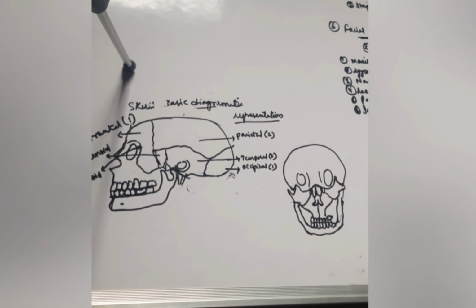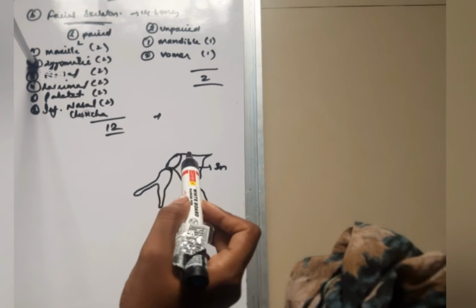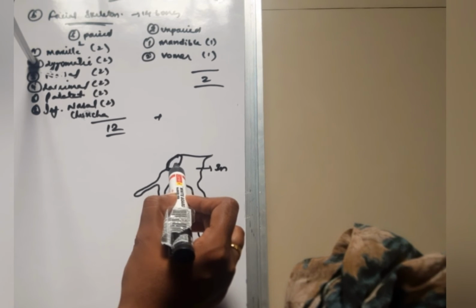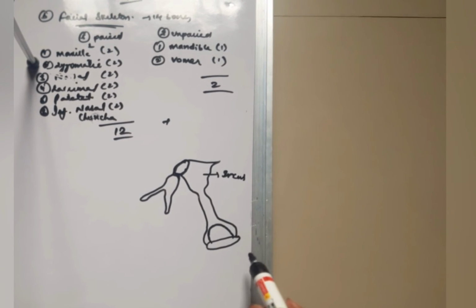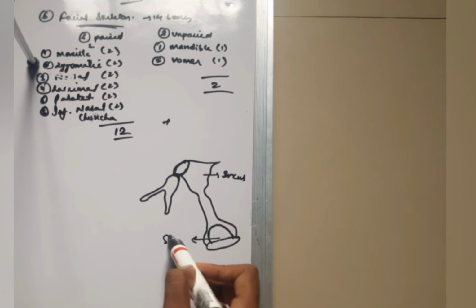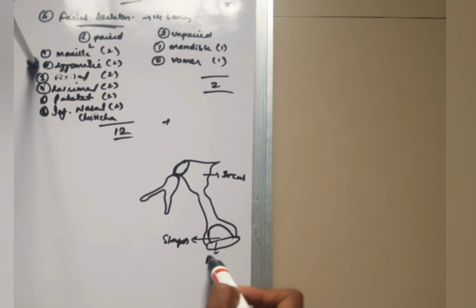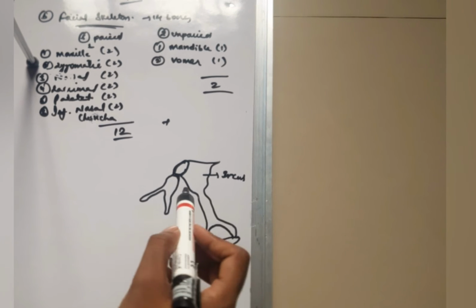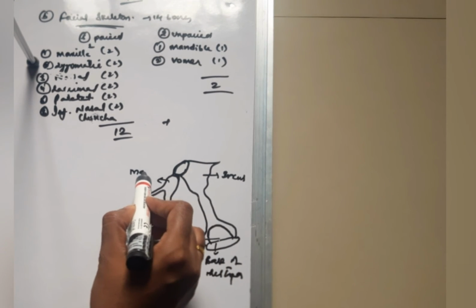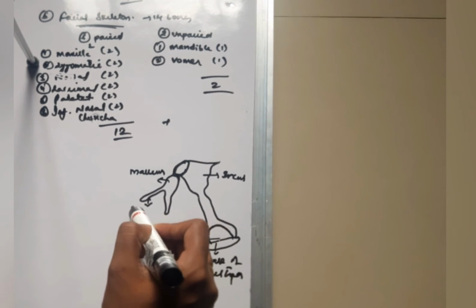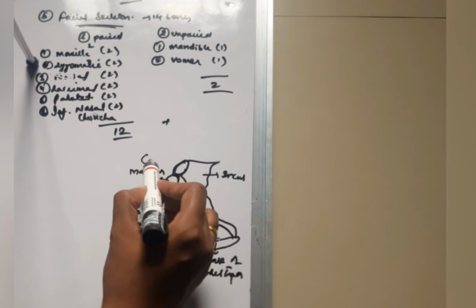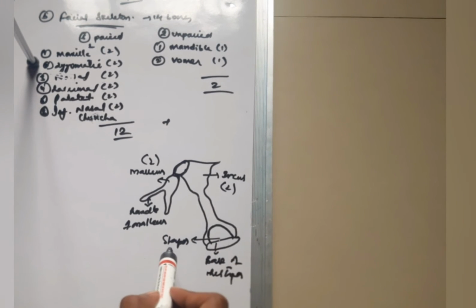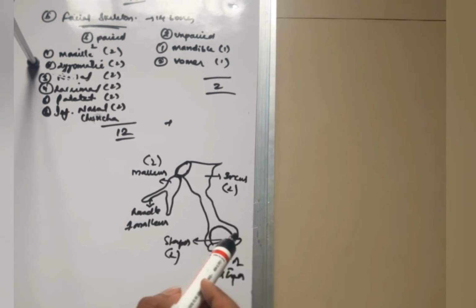And the other 3 paired bones are, this is the internal acoustic meatus, which is present on the inner side of the ear. This is the incus. This is the stapes. This is the base of the stapes. And this is malleus. This is the handle of malleus. All these are paired bones, that is 2 in number. We have 2 ears, so 2 sides.